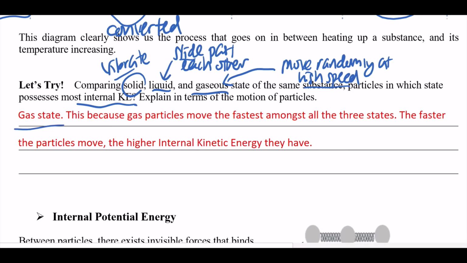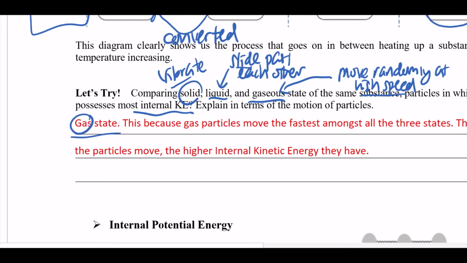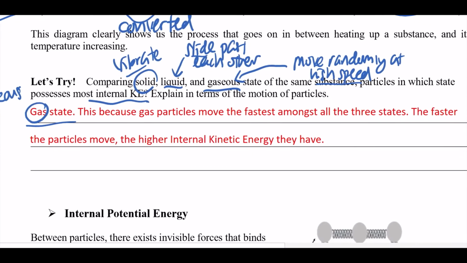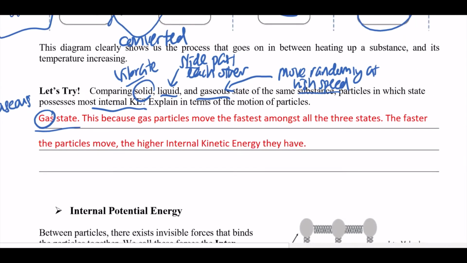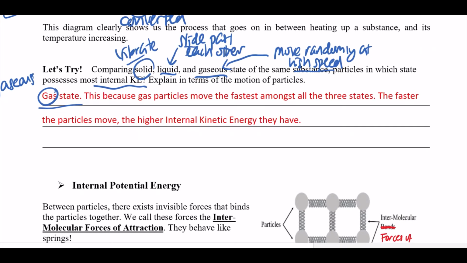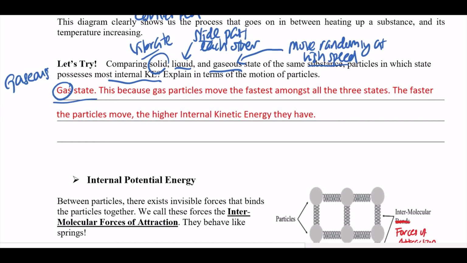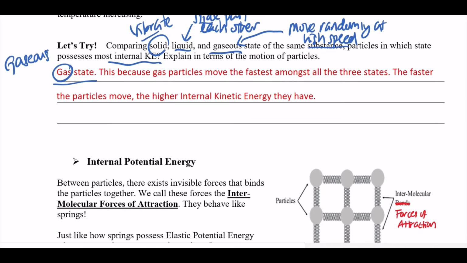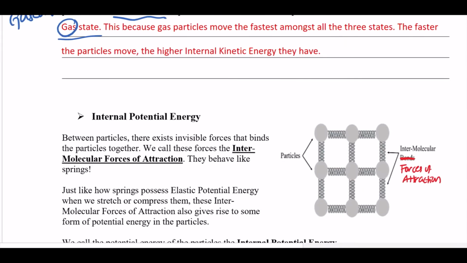Sorry, you should be writing gaseous instead of gas state. Gaseous state, right? Because the particles move the fastest among these three states. And we know that the faster the particles move, the higher the internal KE they have. Alright, so this part is quite easy. We're trying to relate temperature to the energy and the movement of the particles.